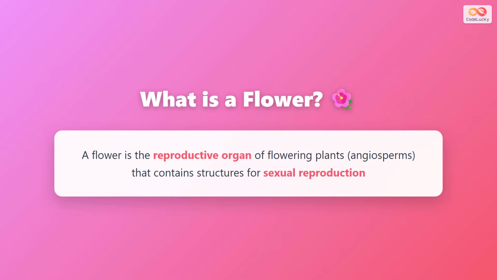A flower is the reproductive organ of flowering plants, which are scientifically called angiosperms. The primary function of a flower is to facilitate sexual reproduction. Flowers contain specialized structures that produce male and female reproductive cells, which must come together to form seeds. This reproductive process ensures the survival and continuation of plant species.